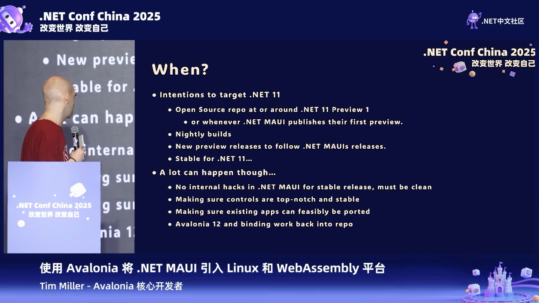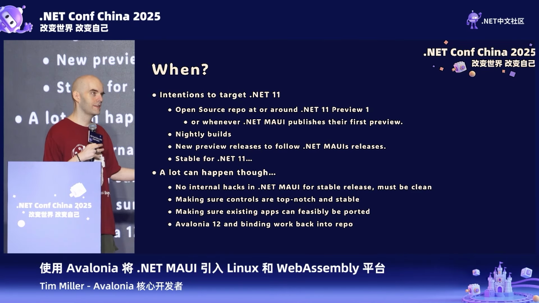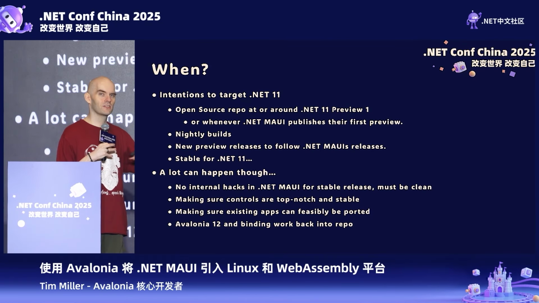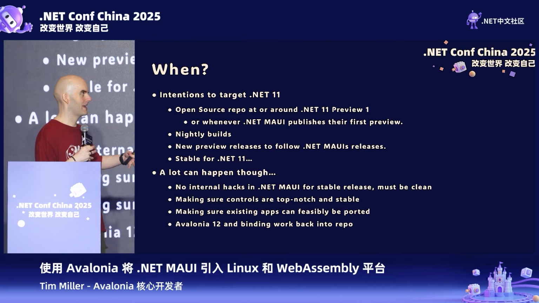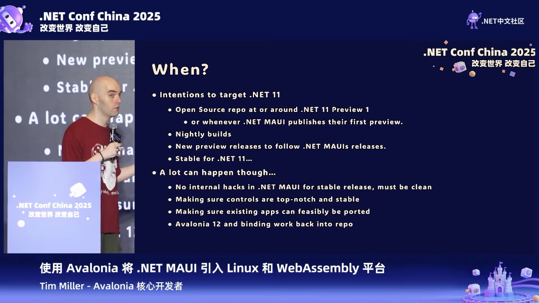And also Avalonia 12 and binding work back into the repo. We want to add controls into Avalonia, targeting version 12, and then see how much of that work we can get into Avalonia versus having it be separated into this Maui-specific stuff. The goal would be anything we can get into Avalonia directly, we want to do.